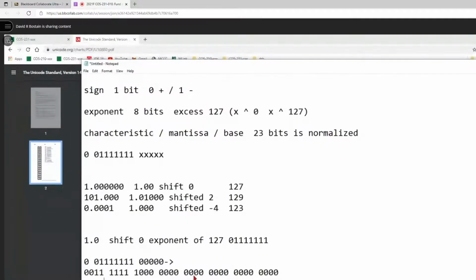Number for 1 is going to be this. Let's write this out in hexadecimal. 0011 is a 3. 1111 is an F. 1000 is an 8. We need 5 zeros. And that's the encoding for the number 1 in IEEE 754 floating point, single precision.